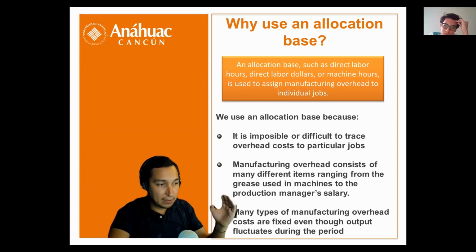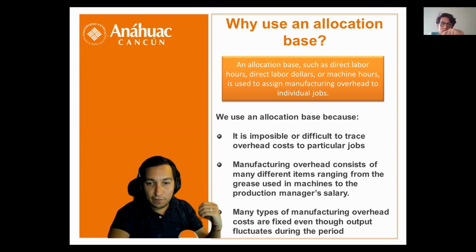The next point is manufacturing overhead consists of many different items, ranging from the grease used in machines to the production manager's salary. Again, all indirect costs, virtually impossible to trace directly to each job. So we're going to need to allocate. Many types of manufacturing overhead costs are fixed, even though output fluctuates during the period. Now that's the interesting point, and we're going to explore that more.